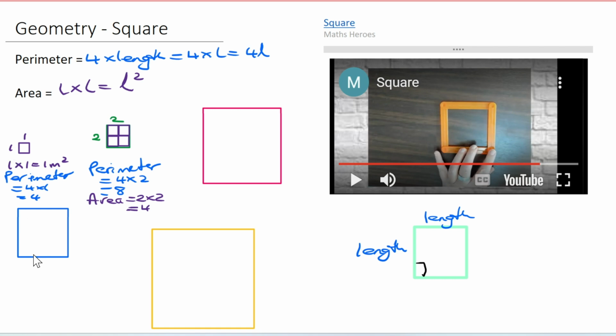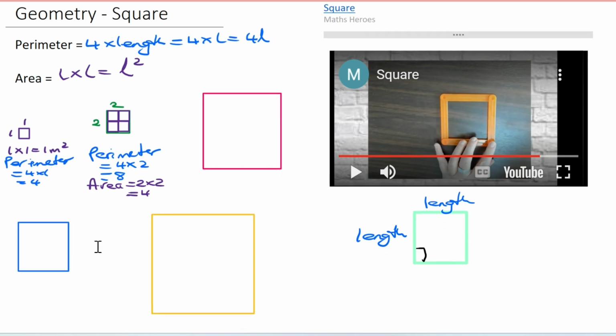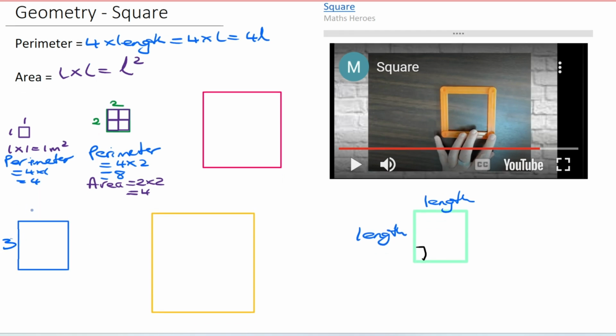So we could count squares all the time, but realistically, what we do is we take the length and the width and we multiply them together. So on this square, if I had 3 by 3, I would have a perimeter of 4 lots of 3, 3 plus 3 plus 3 plus 3, and I would get 12, and I would have an area equal to 3 squared, or 3 times 3, which is 9. So the area here is 3 squared, which is 9.